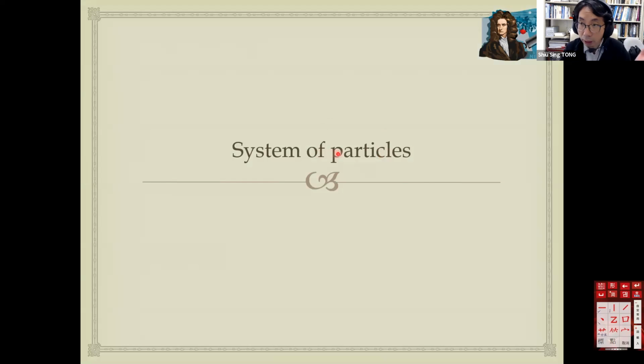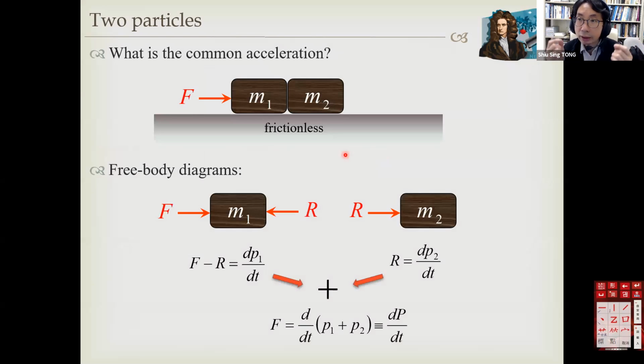Now we discuss a system of particles. To make things simpler, we start our discussion with 2 interacting bodies. We will let you see why we can define the momentum, why the system momentum is so important in this case.